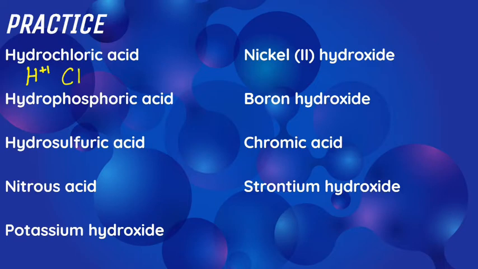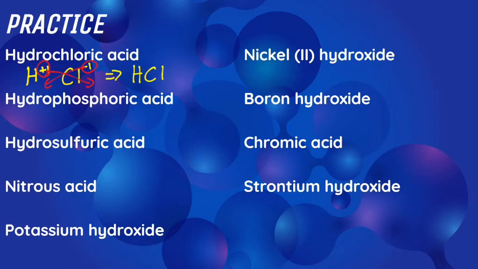And if we look on our periodic table, our chlorine does have a -1 charge, so what we're going to do is go ahead and cross these. And what we end up with is going to be our HCl, so hydrochloric acid, our HCl.